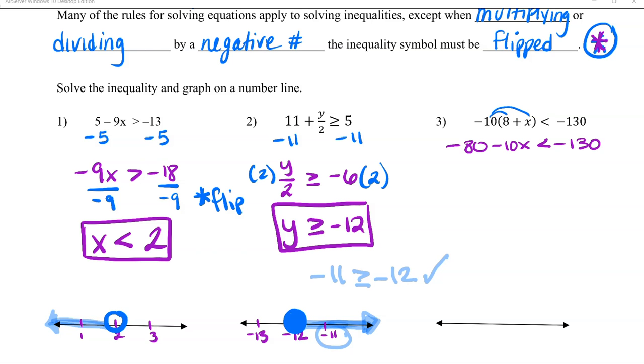Okay, so now we have negative 80 on the left side, the side with the variable. So in order to undo that, we have to add it to both sides. So we're left with negative 10 times x is less than negative 50.